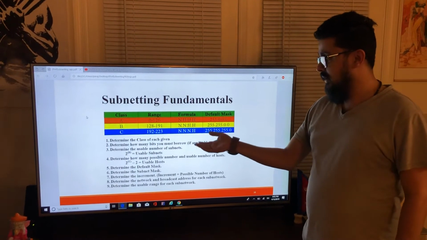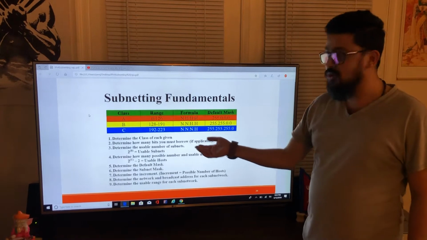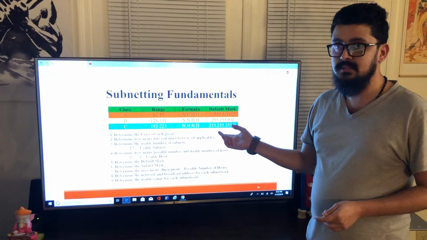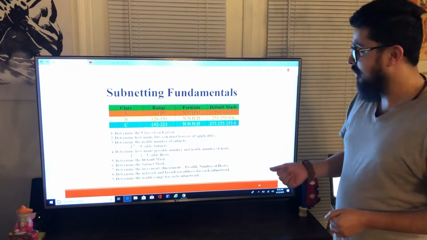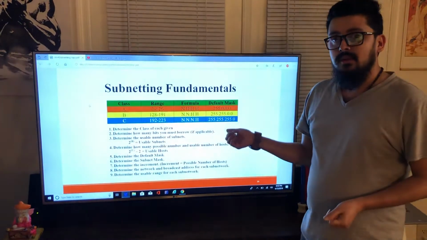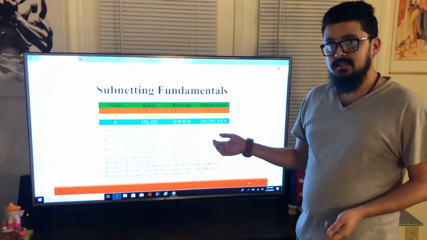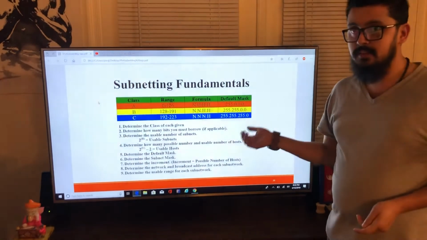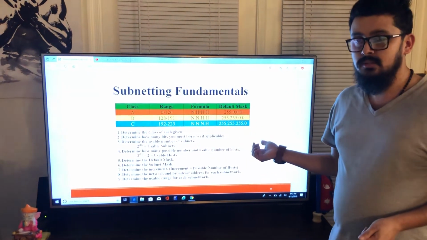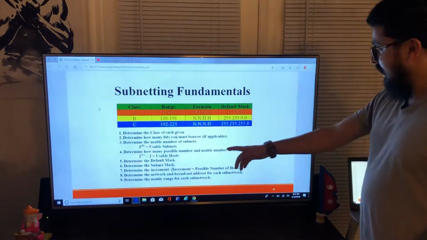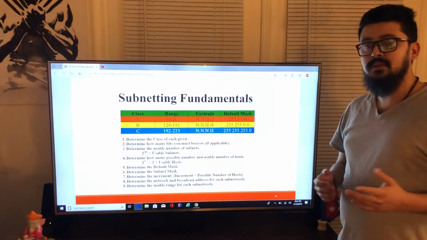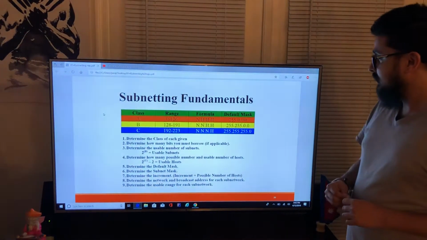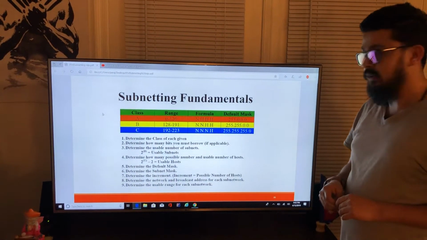And for 4, we need to determine the possible number of hosts. For this, the formula is 2 to the power u minus 2, where u is the total number of bits minus bits borrowed. For 5, we need to determine the default mask, and 6 is the subnet mask. As well, 7 is to determine the increment, which is nothing but the possible number of hosts. On 8, we need to determine the network address and the broadcast address of the given subnet. And at last, we need to determine the usable range for its subnetwork.